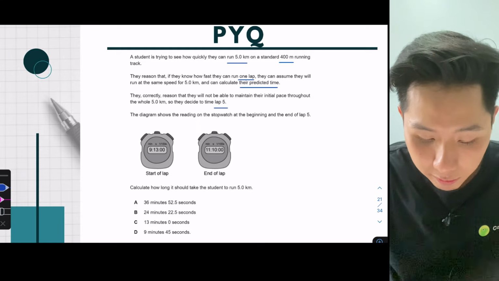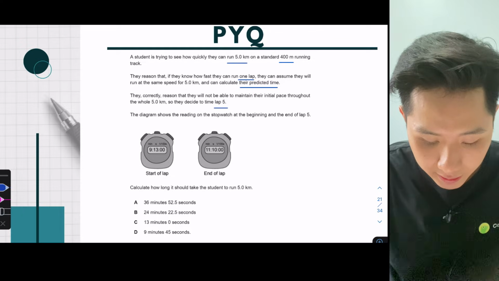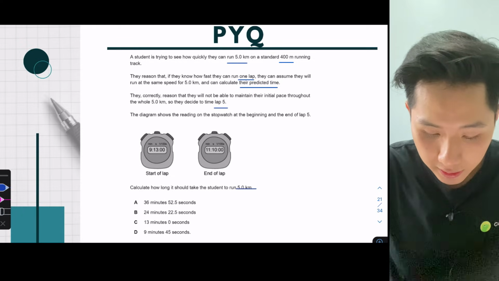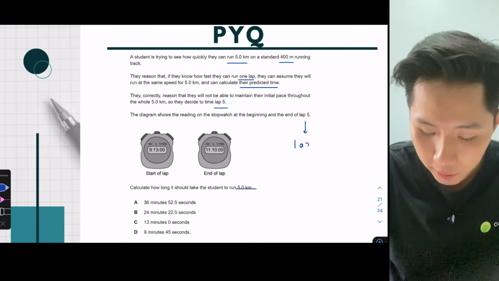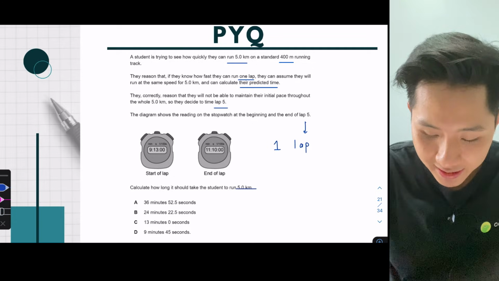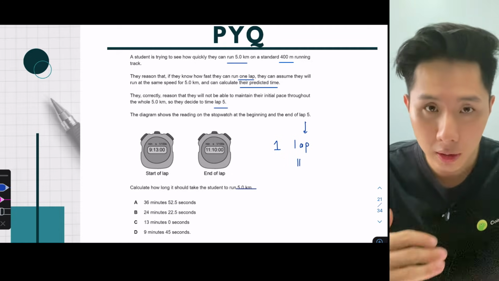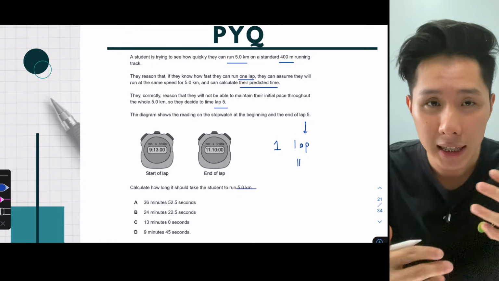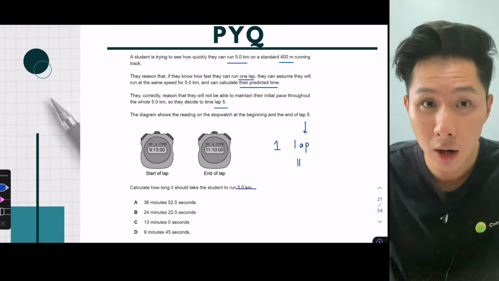The diagram shows the reading on the stopwatch at the beginning and the end of the lap. So how long does it take? Remember that they are running for one lap. So this is only one lap. And to find out how much they can travel in 5 kilometers, we need to first measure how much they can run in 400 meters.